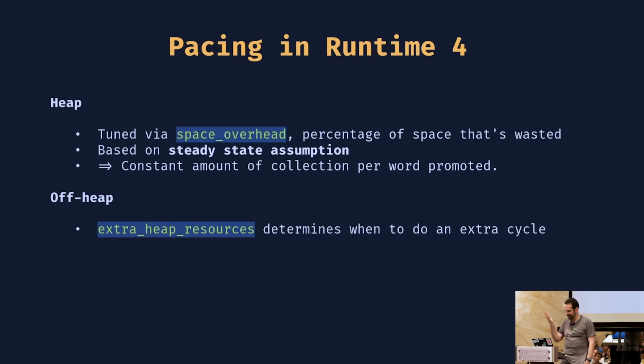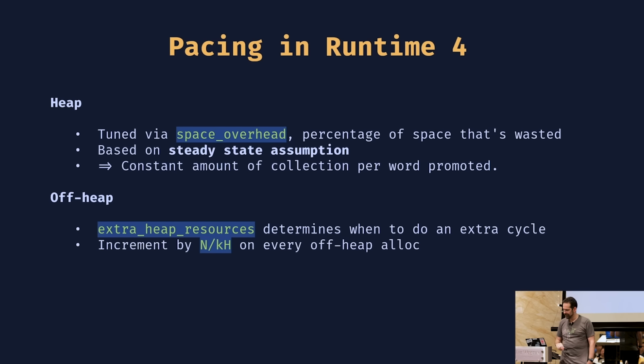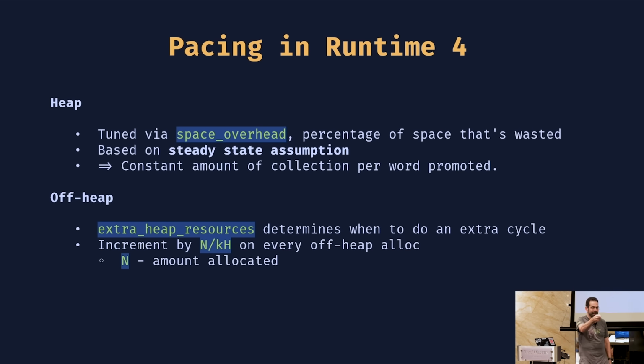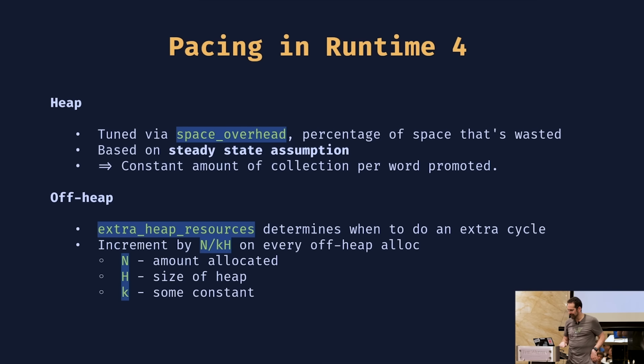So the basic idea is there's a new number called extra heap resources. Think of it as a number that goes from 0 to 1. And when it gets to 1, it means you should do an extra cycle. You should do some extra work to collect those. And then there's just an equation that tells you how much you should increment the number by every time you do an off-heap allocation. And this is n over k times h. So n is the amount you just allocated off-heap. H is the size of your ordinary heap. And k is some tuning constant that came from, I don't remember, working out some algebra of how much work you need to do for each one of those.